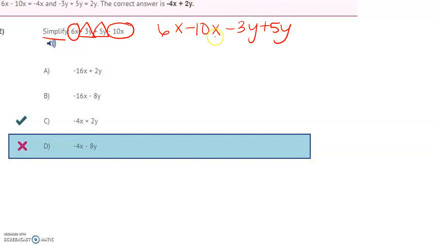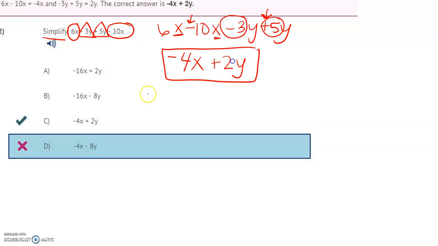So because these both have an x, I can combine them. So the sign in the middle is subtraction. So 6 minus 10 is going to be negative 4, and then I keep my base, which was x. Over here, I'm going to be adding. So don't forget your sign in front. So negative 3 plus 5 is going to be 2y. So that's going to be plus 2y. And that's how I get my answer here.